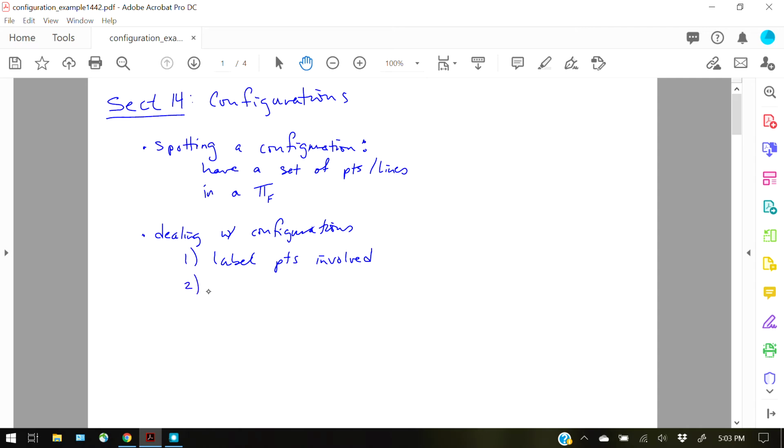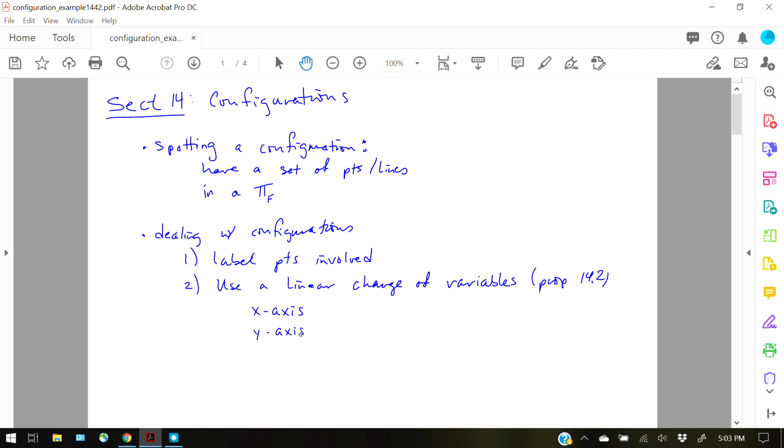Okay. Second thing you want to do is we're going to apply our proposition 14.2, which says there's a linear change of variables. So, use the notion that you can always do a linear change of variables. And this is simply applying proposition 14.2. Okay. So what do you do? You identify one of the lines of your configuration to be your new x-axis.